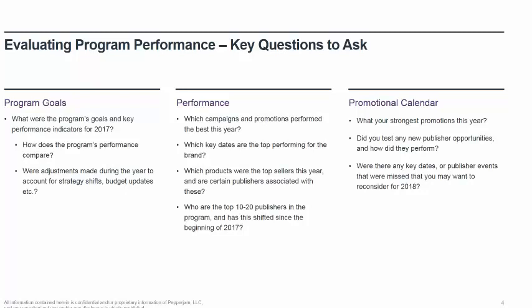So going along with that as well, what are the key dates that performed for the brand? When you're looking at certain types of promotions throughout the year, did you have certain seasonality that was more successful than other seasons for the year as well? And which products were the best sellers for the year? And are there certain publishers associated with that that maybe helped drive the sales of those products? And then take a look at who your top 10 or top 20 publishers are in the program, and how much has that shifted since the beginning of 2017.